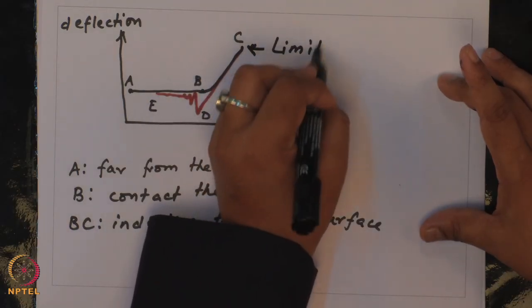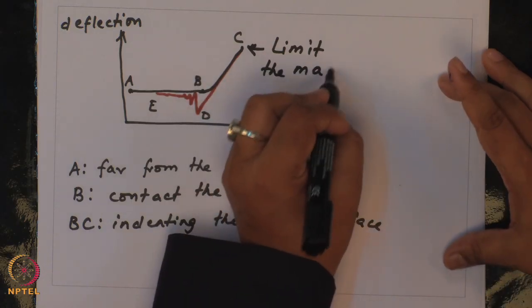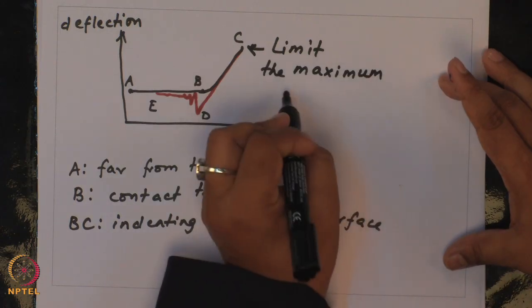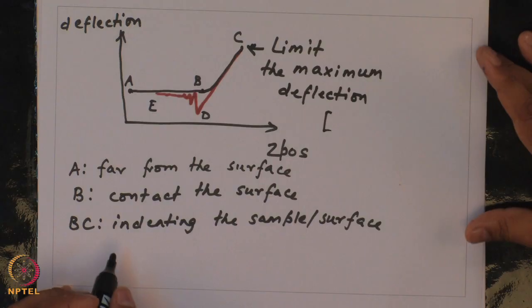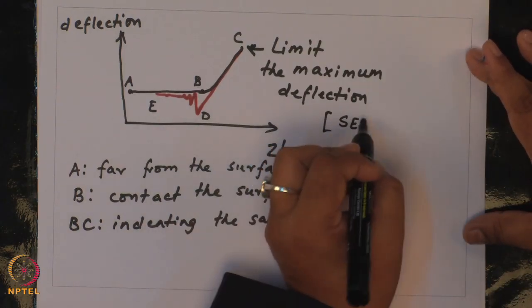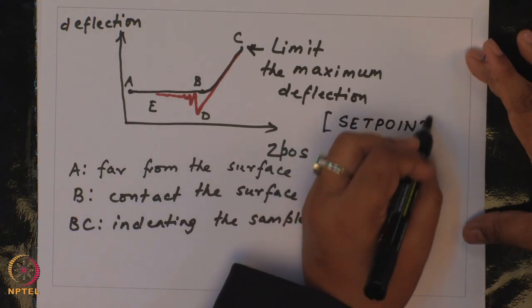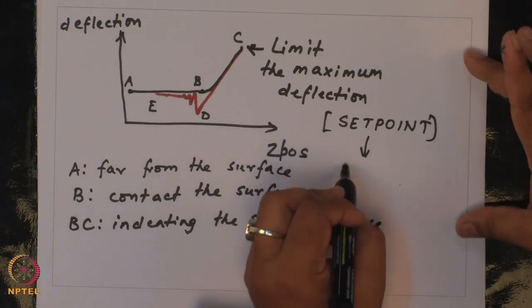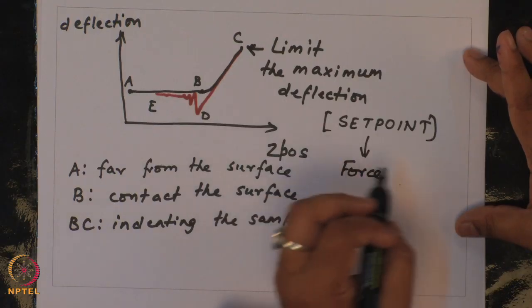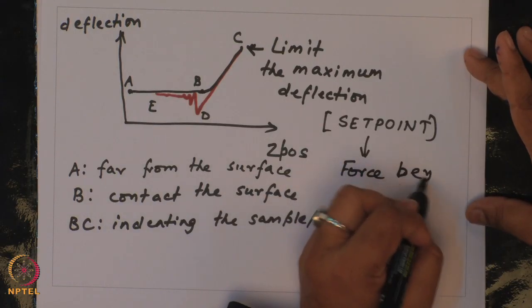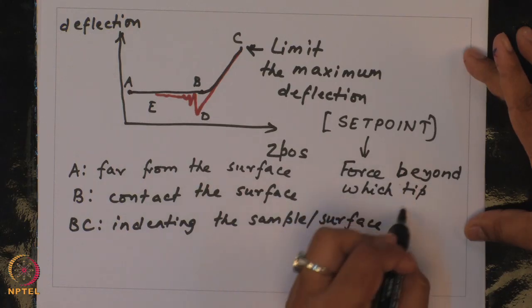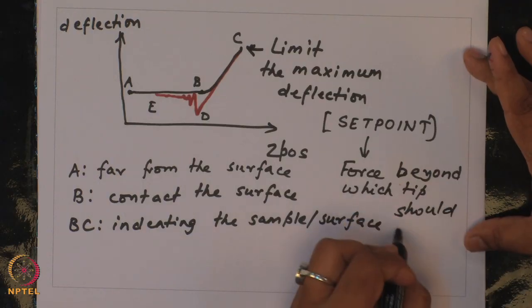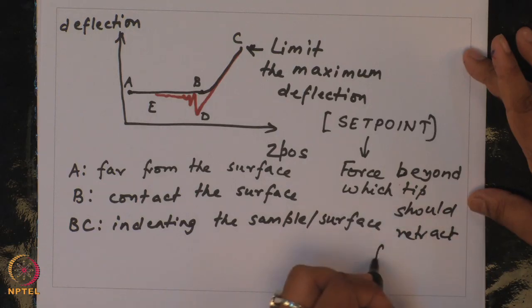In AFM jargon it is called the set point. And this set point you enter in terms of force. The set point is nothing but the maximum force beyond which the tip should retract from the surface.